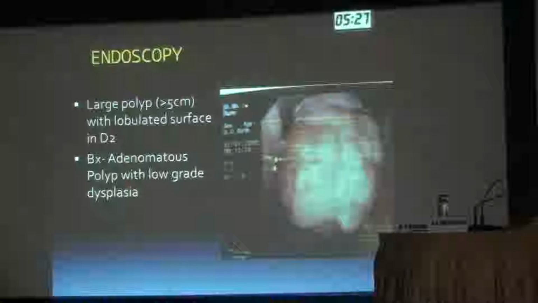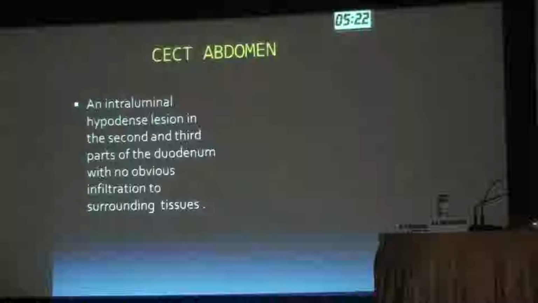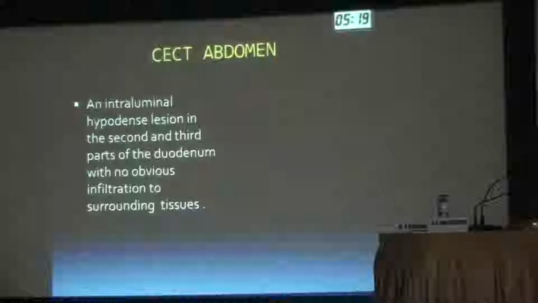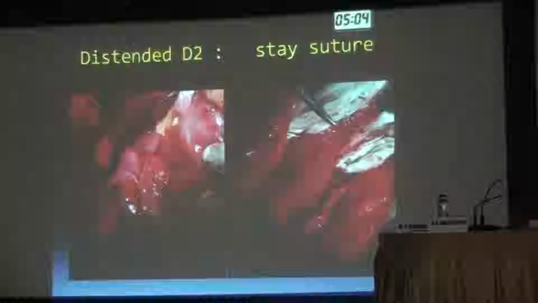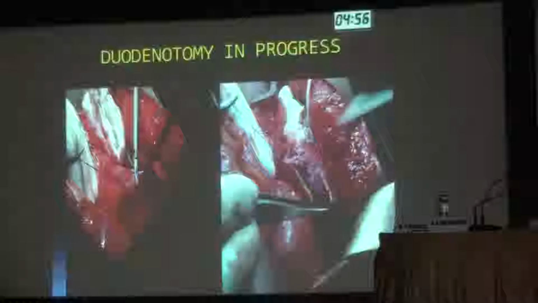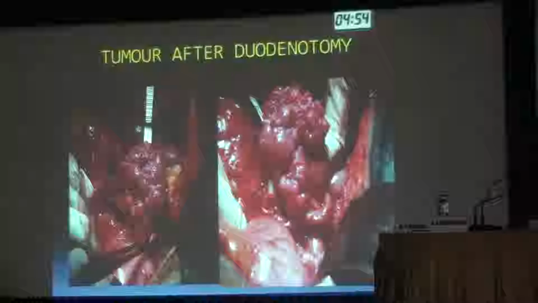Biopsy was adenomatous polyp with low-grade dysplasia. On contrast-enhanced CT of abdomen, there is an intraluminal hypodense lesion in the second and third part of duodenum with no obvious infiltration to surrounding tissues. So, laparotomy and excision of the tumor was done. The first picture shows the distended second part of duodenum, and so we gave a stay suture and duodenectomy is done. So this is a specimen after the duodenectomy.